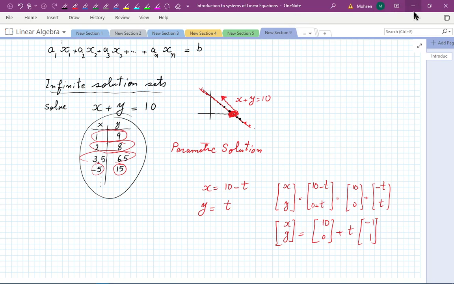Sometimes this becomes a bit more crowded than that. So let's do two things. One is the issue of who gets to be the parameter and such. Let's talk about that, and then solution sets that are even more crowded than this. Well, here I said let y be t. You say, well, why not choose x to be t? Well, that's perfectly fine. You could have chosen y, you could have chosen x.